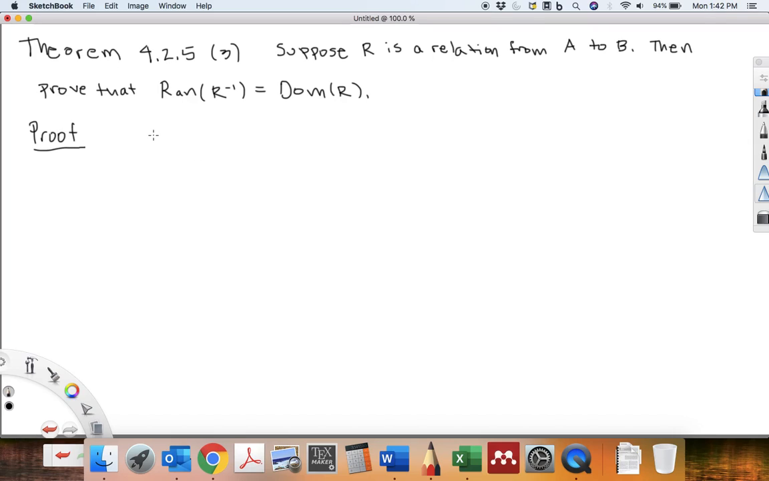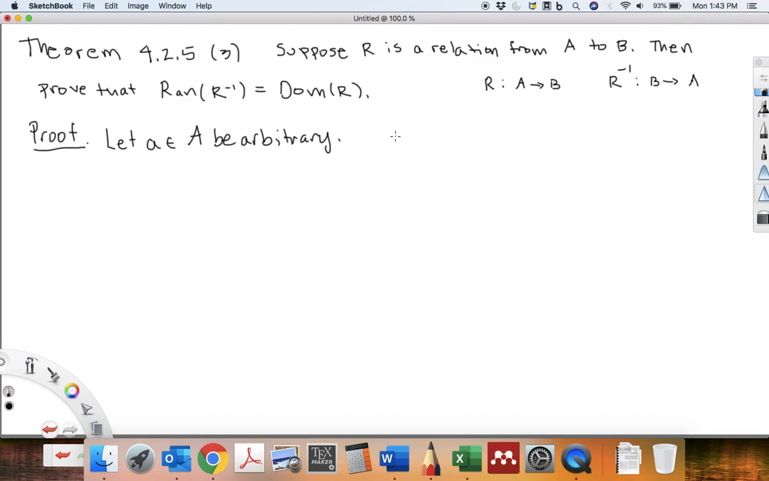This is actually going to be very similar to the other examples from this theorem, or other parts of this theorem. So we are going to let a be an element of A. We're going to say that's an arbitrary element. And remember that R takes things from A to B, so R inverse takes things from B to A. And so that's why we're going to let a be an arbitrary element of the range of R inverse.